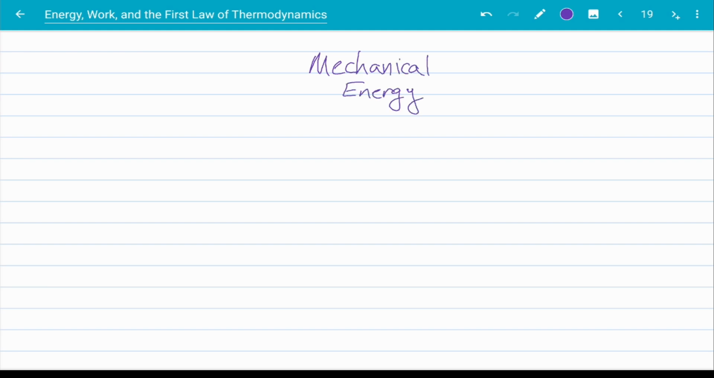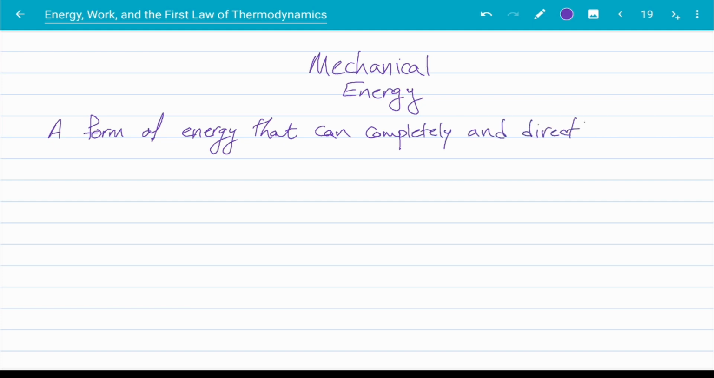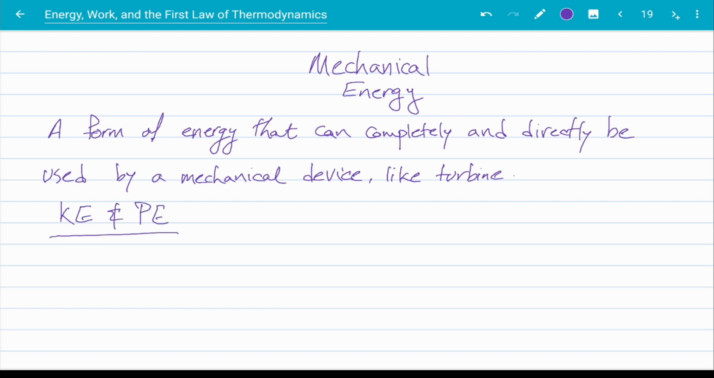All right, we talked about thermal energy, and now we can start talking about mechanical energy. By definition, mechanical energy is a form of energy that can completely and directly be used by a mechanical device, like a turbine. Well, obviously, based on the examples that we discussed so far, kinetic and potential energies are two forms of mechanical energy. From the last example, the turbine in front of the fluid flow of a dam, we saw that the kinetic and potential energy can be directly used by the turbine.